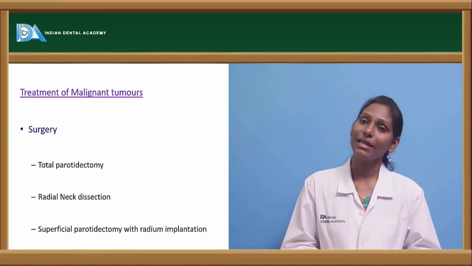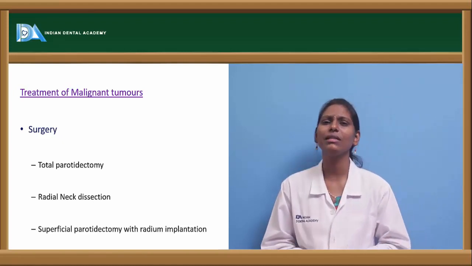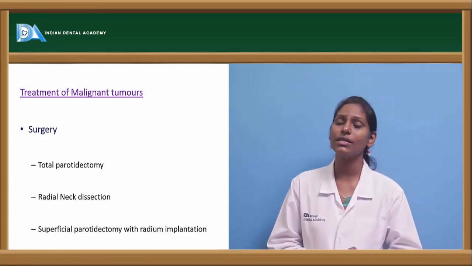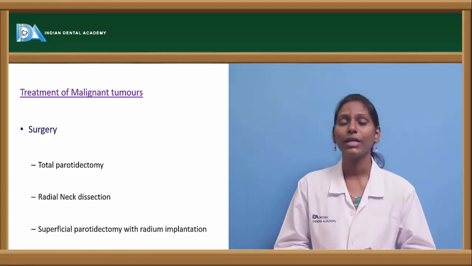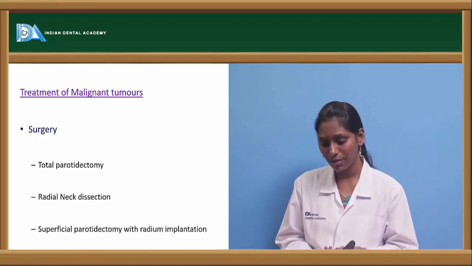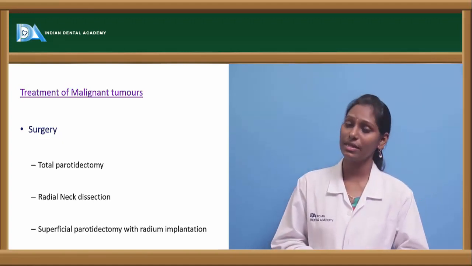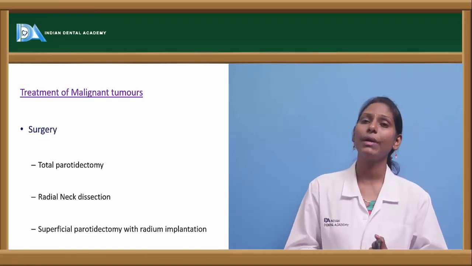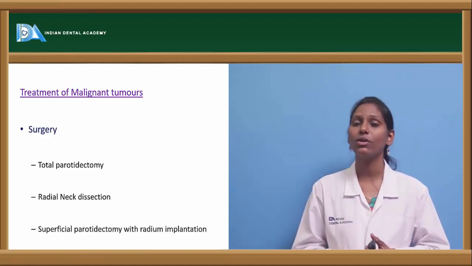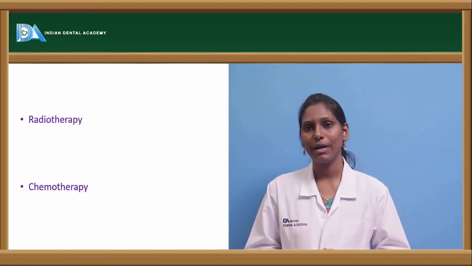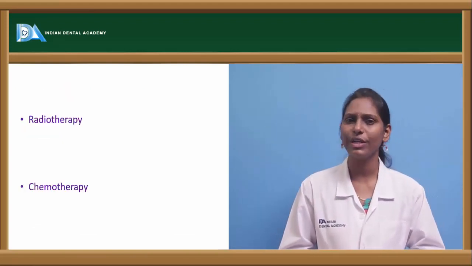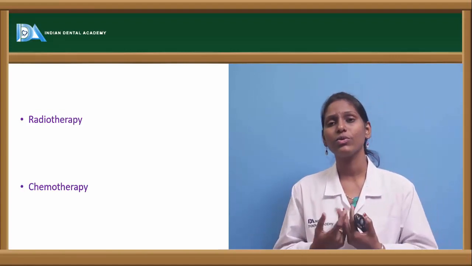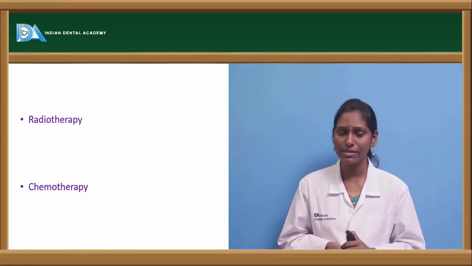And the treatment of malignant tumors: the primary thing is surgery, either total parotidectomy in severe conditions, especially like mucoepidermoid carcinoma, acinic cell carcinoma, or adenoid cystic carcinoma. Mostly for adenoid cystic carcinoma, we go ahead with radical neck dissection, and superficial parotidectomy with radium implantation is also useful in some of the malignant tumors. Radiotherapy is usually not prescribed because most salivary gland tumors are radio resistant.